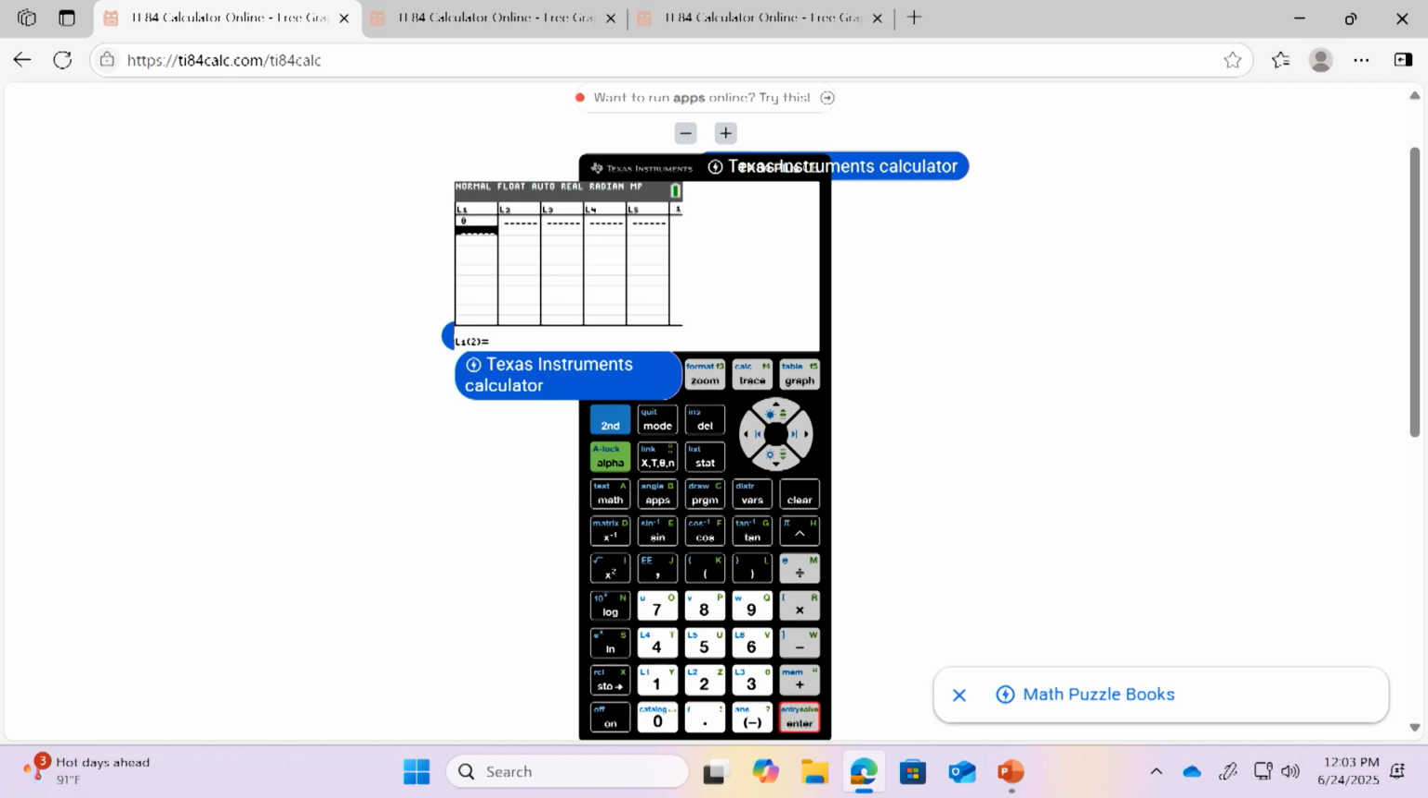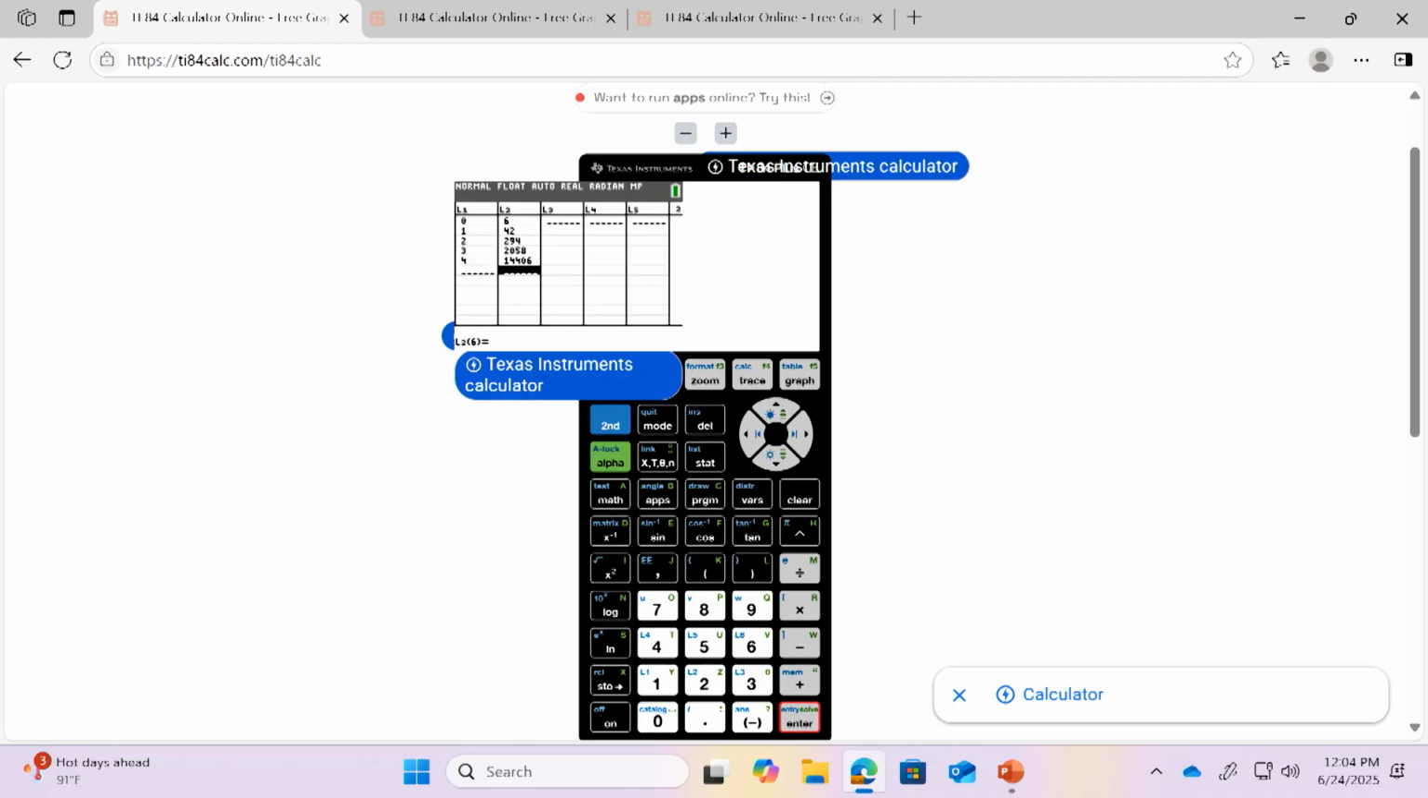0, 1, 2, 3, whoops, 3 and 4. Then I'm going to put my y's in, which were 6, 42, 294, 2,058, and 14,406. Whew, those are some big numbers.